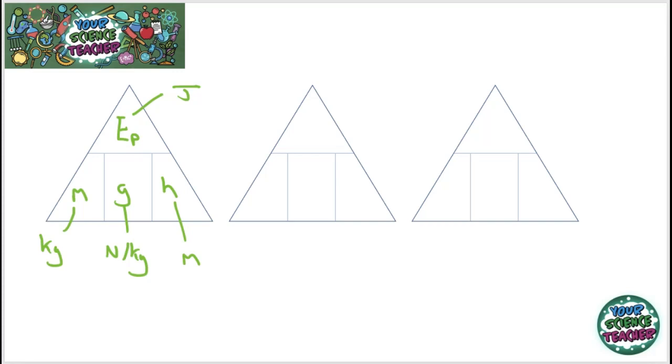The reason why I've put it into a triangle like this is because sometimes it makes it easier if you are wanting to work out a different parameter. For example, if I wanted to work out potential energy on top, I would cover up potential energy with my fingers, and the potential energy equals, underneath we have mass times gravity times height.